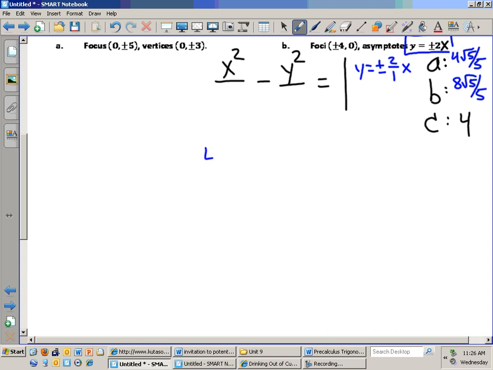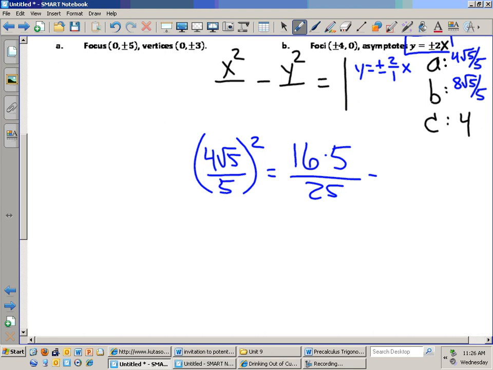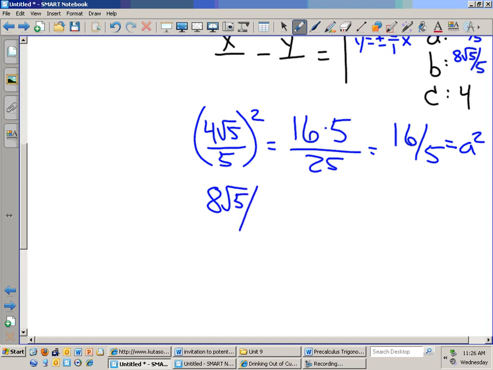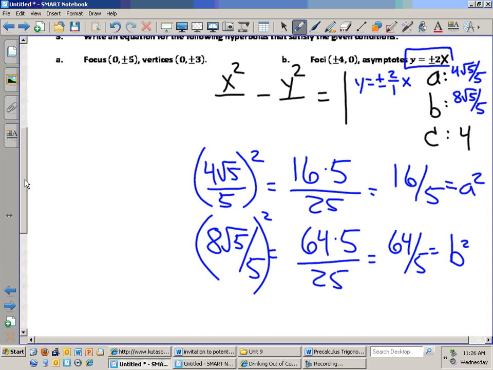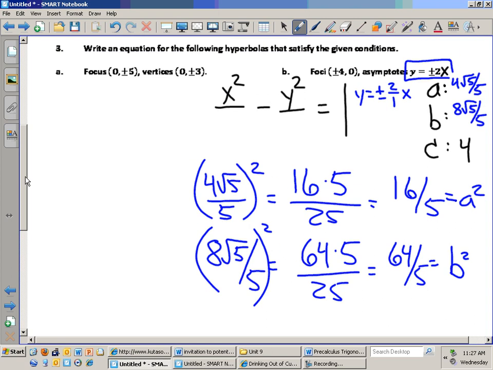So I've got to take that a value, 4 square root of 5 over 5, and I've got to square it. What's 4 squared? 16. Square root of 5 squared? 5. 5 squared? 25. So it looks like we're going to get 16 over 5 is a squared. If we do that same process for b, we get 8 square root of 5 over 5 squared, which is 64 times 5 over 25, or 64 fifths, is b squared. So here's what I have: x squared over 16 fifths, y squared over 64 fifths.